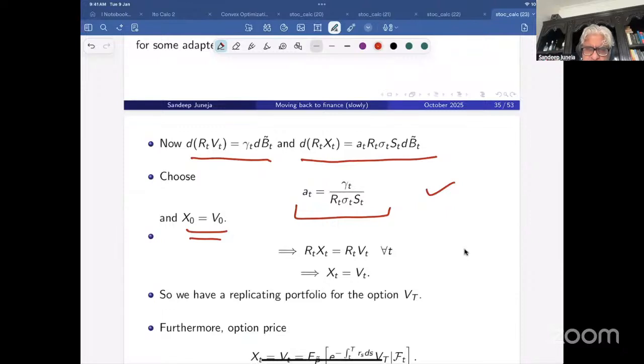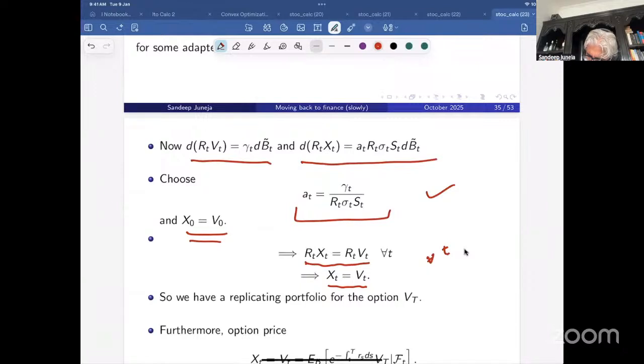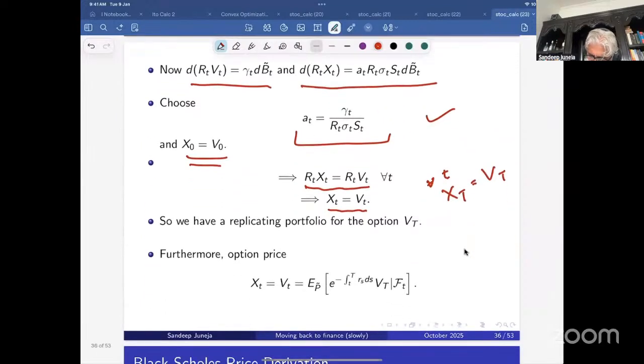And this requires a little bit of argument, but it's easily acceptable for us that if you're keeping all these things the same, then indeed RT XT will be equal to RT VT. So XT will be equal to VT for all T. So in particular, XT is equal to the option price. So we now have a replicating portfolio for the option. So price of the option is price of the replicating portfolio. So that's X of T. And that's just equal to V of T above.